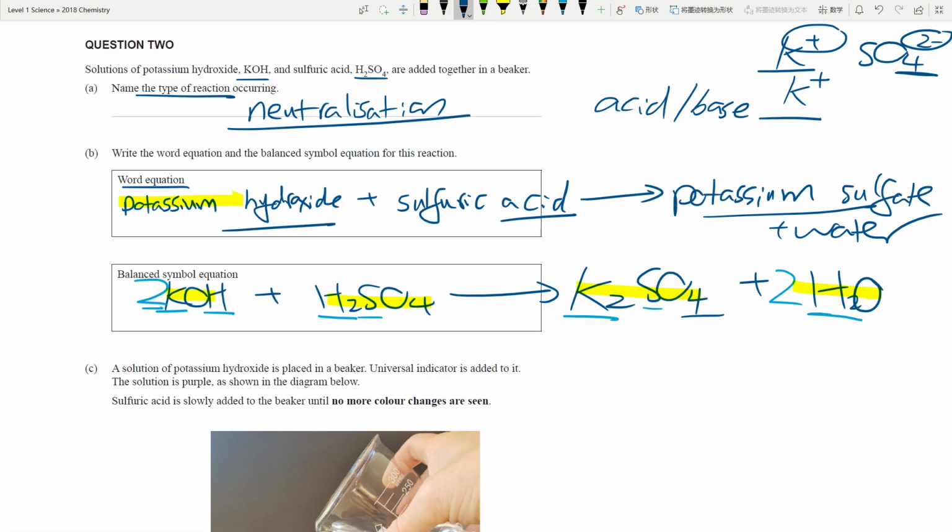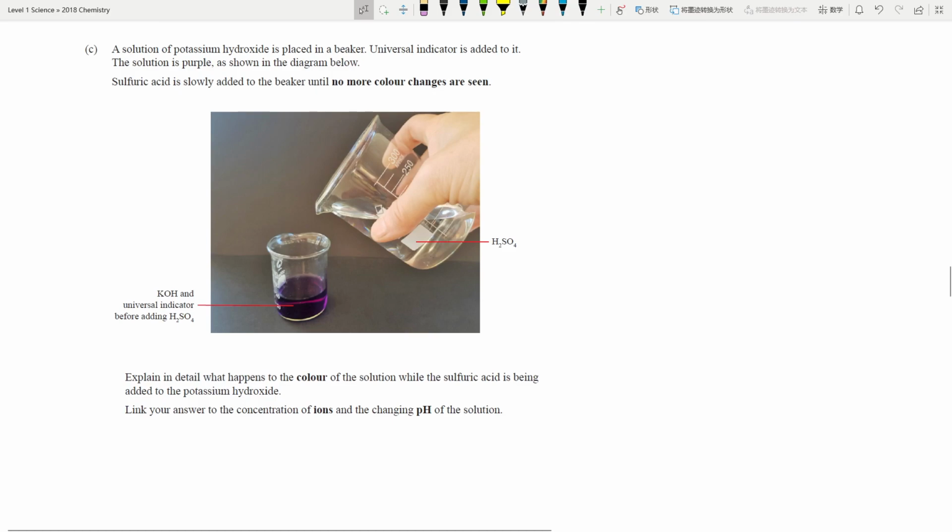A solution of potassium hydroxide is placed in a beaker. Universal indicator, oh my lord, this type of question. So explain what happens to the color while the sulfuric acid is being added until no more color changes are seen.